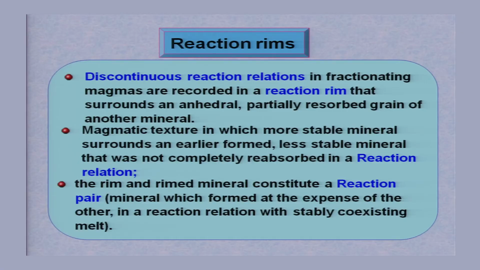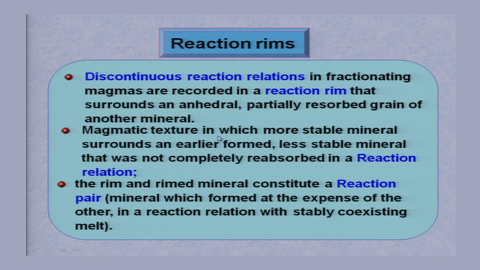I am coming to another variety of texture, reaction rims. What do they represent? They represent a discontinuous reaction relationship between two crystals. In fractionating magmas, this is recorded in a reaction rim that surrounds an anhedral, partially resorbed grain of another mineral. So, when they show a discontinuous reaction relationship between two mineral grains, we call them reaction pairs.